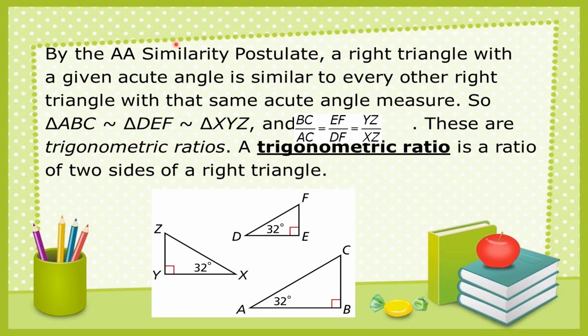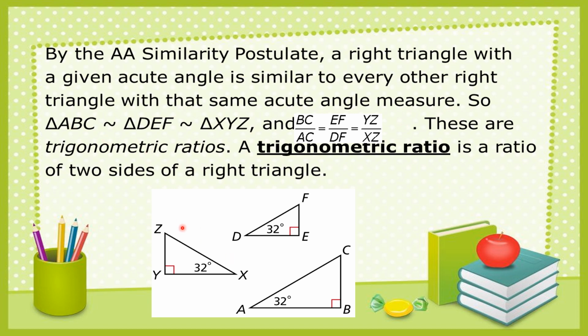So by the SSS similarity, or as we saw in our previous section, the values of the trigonometric ratios for any particular angle are congruent, regardless of the length of the side. So these values can be found using a calculator. By the AA similarity postulate, a right triangle with a given acute angle is similar to every other right triangle with the same acute angle measure.